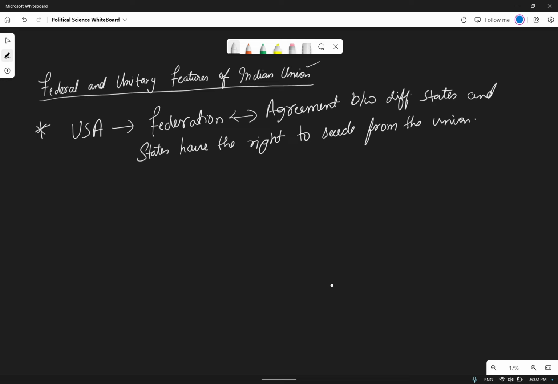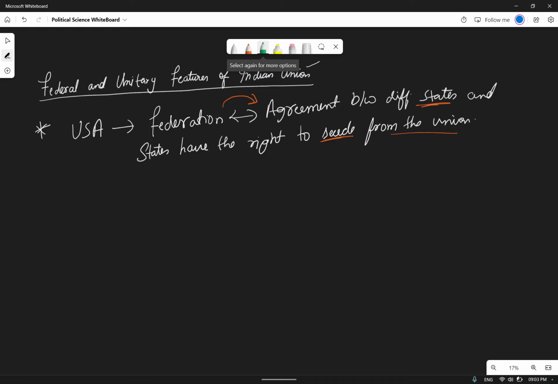When we compare with the USA, the USA is a federation. What exactly is this federation? This federation is an agreement between the different states, and states have the right to secede from the union. The states are independent and can take an independent decision, and they can leave the unification of the United States of America as well. From the union they can also get removed as per their own decision. So that's what it is, a union of states.